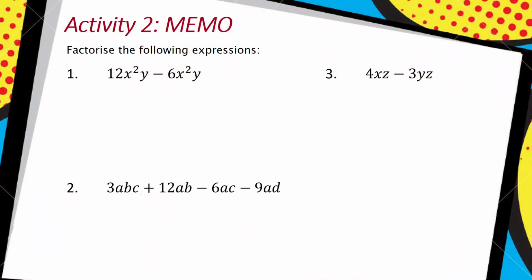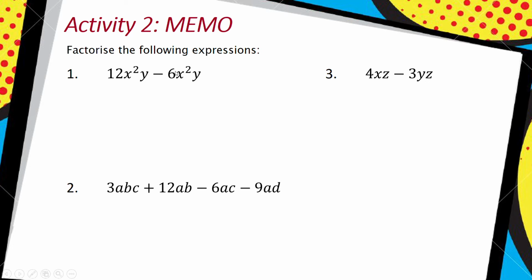It said factorize the following expressions. Okay, so for the first one, actually you're working with like terms. So you could have just said 12x squared y minus 6x squared y is 6x squared y, right? But because we're in factorization mode, let's do it that way.